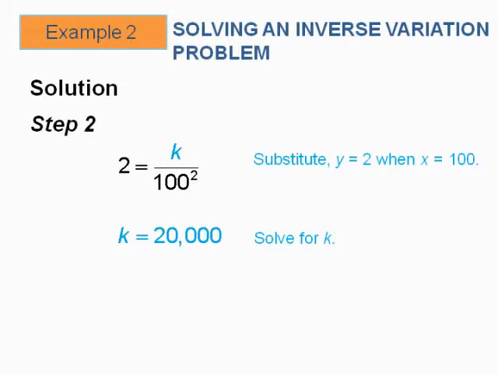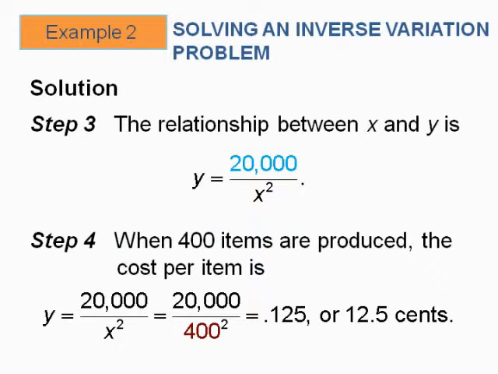Now, of course, 100 squared would be a 1 with 1, 2, 3, 4 zeros, which is 10,000. And multiplying through by the LCD of 10,000, we get k is 20,000 in this one. We're going to take that 20,000 and plug it back into the model, so the relationship between x and y is as read here. So now we can answer the question.